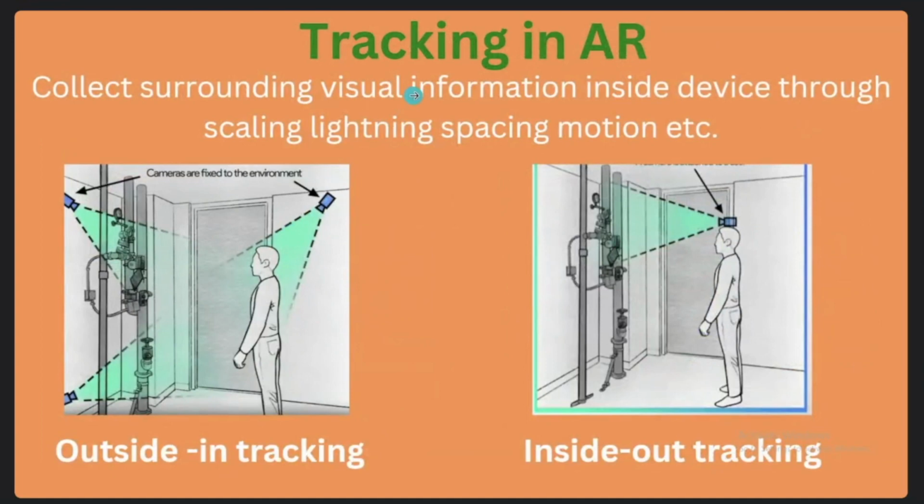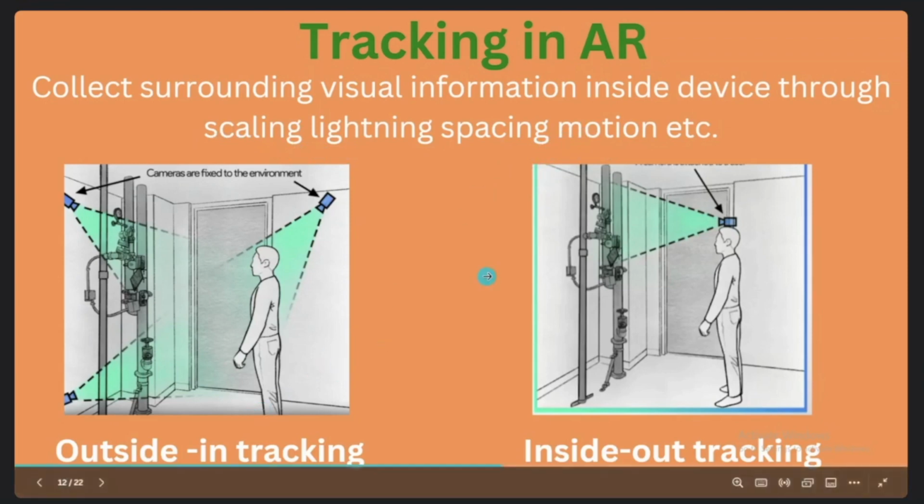So what is tracking? Tracking is collecting surrounding visual information inside the device through scaling, lighting, spacing, motion, etc. What we do in tracking is just move our smartphone, and that smartphone or headset gathers the information. That is called tracking, and that information is gathered with the help of lighting, spacing, motion tracking and scaling. These are other concepts we understood earlier. And motion tracking we will go into in depth in the next slides.